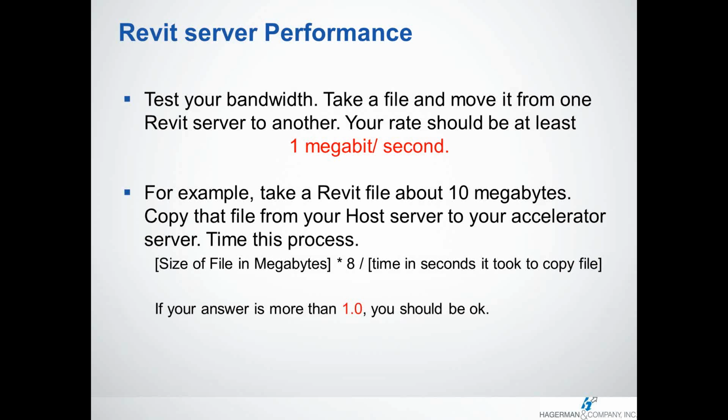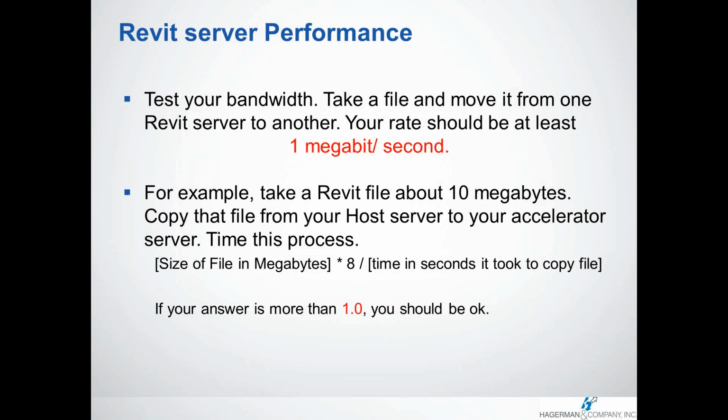Okay, you take a file and you read how many megabytes that file is. So, for example, I take a Revit file, and it could be whatever, but just take one that is a little larger, because you're going to get a more accurate reading when the file's larger because it takes longer to download it. Okay, so you take a file, you copy that file from your host server to your accelerator. Even before you install Revit server, you can just take the file, copy it from host to accelerator, and you time it very carefully.